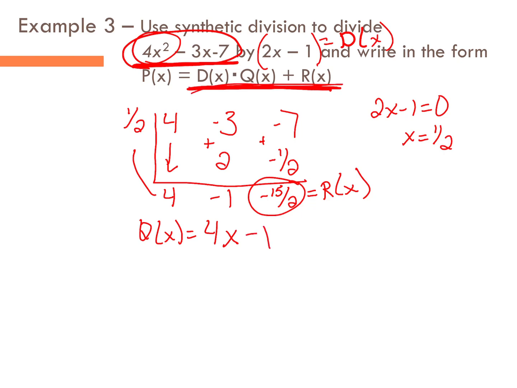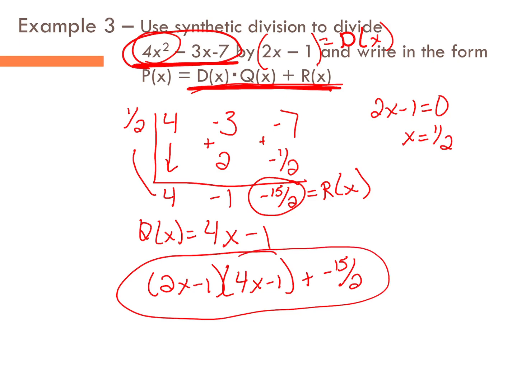So when I write my final answer, d of x is 2x minus 1 times q of x of 4x minus 1 plus my r of x of negative 15 over 2. You could just write that as minus 15 over 2. You don't have to have plus a negative. So you have several of those on your assignment.